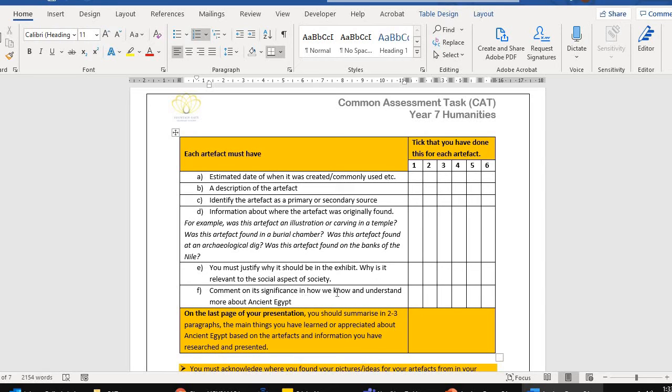And then comment on its significance in how we know and understand more about ancient Egypt. So how does it help us to understand more about that object? On the last page of your presentation, you should summarize in 2 or 3 paragraphs the main things you have learned or appreciated about ancient Egypt based on the artifacts and information you've researched and presented.